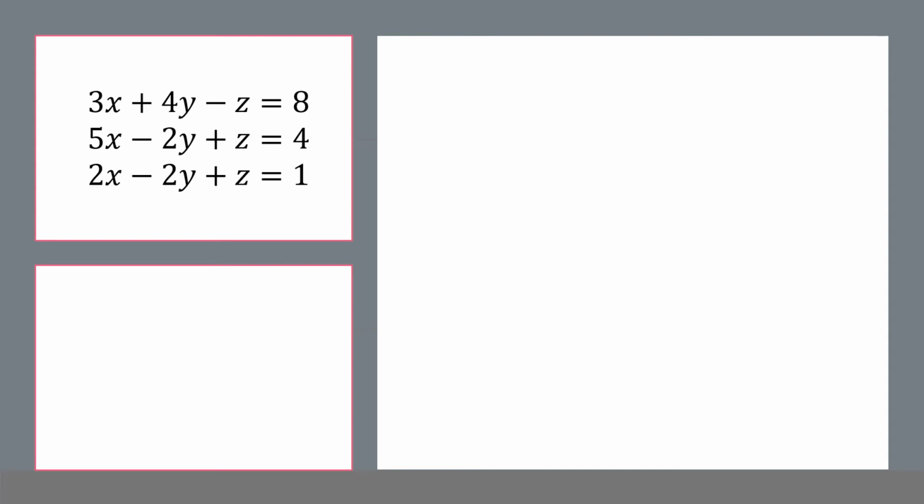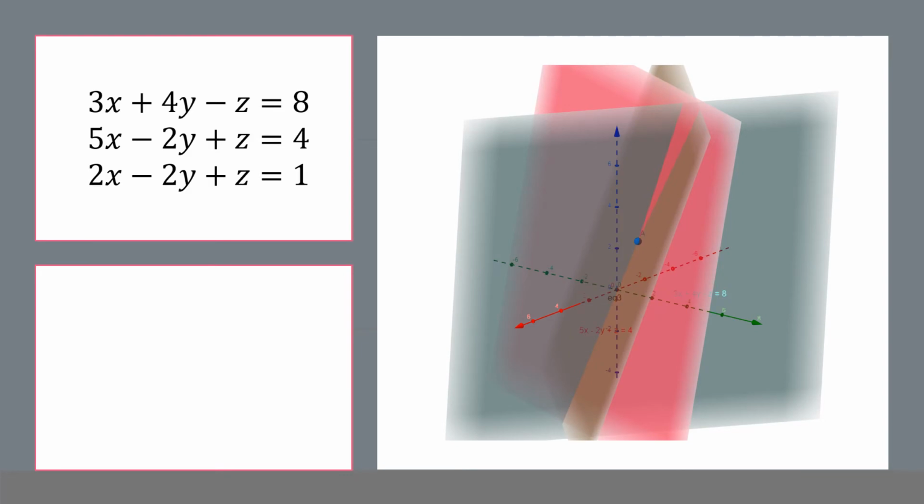Let us graph this system: 3x plus 4y minus z equals 8, 5x minus 2y plus z equals 4, and 2x minus 2y plus z equals 1. When we graph this, it looks like all three planes meet at a single point, and that point happens to be the solution. The solution is (1, 2, 3). We are able to get the solution just by observing the graph. Maybe we can also check that using a graphing calculator and see whether we get the same solution for this system.